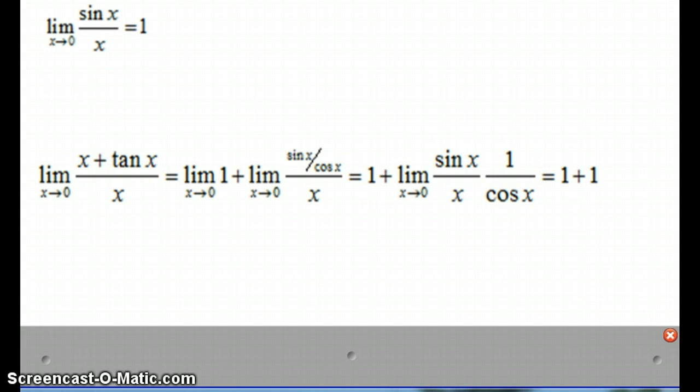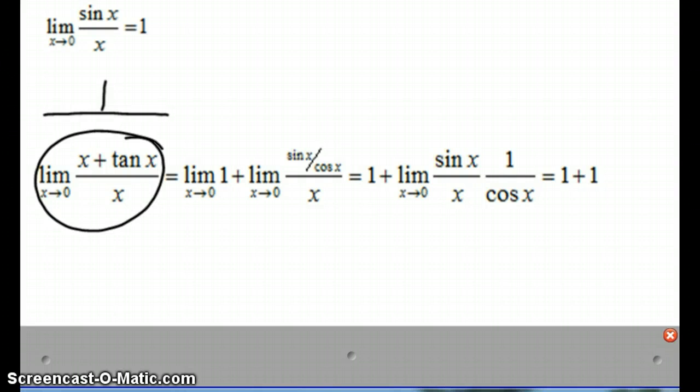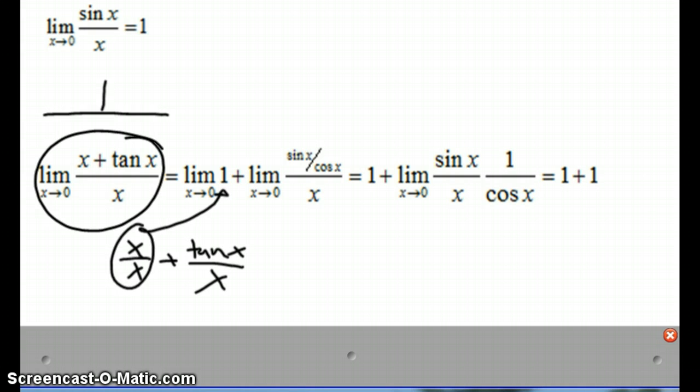Okay, so I'm just working on that denominator again. Keep in mind that we really have 1 over this. So I rewrote it as x over x plus tangent over x. X over x is just 1. And tangent of x over x is sine over cosine over x.